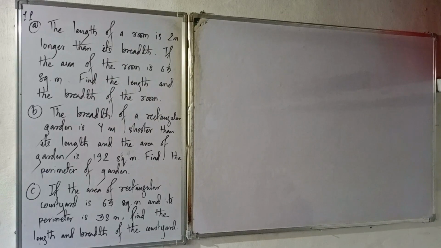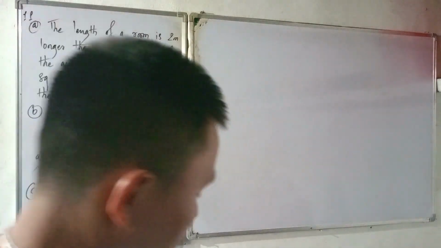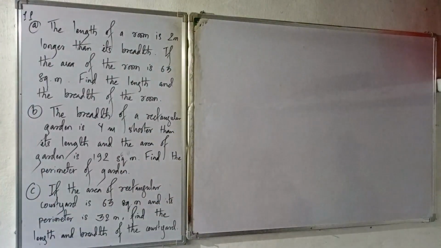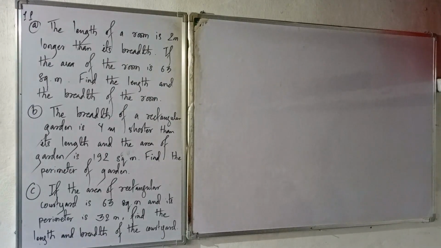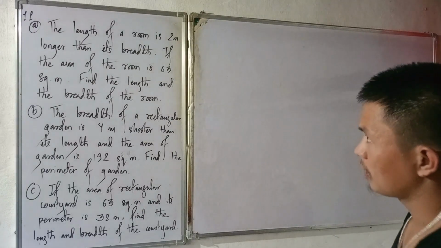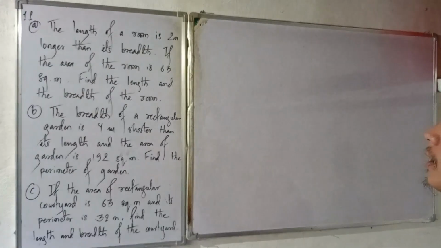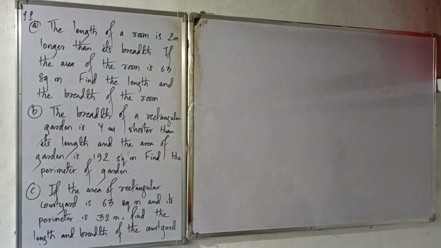So today we'll be continuing the same exercise of the quadratic equations word problems, exercise 8.4. Now today, page number 185. Yesterday we finished up to number 10. Okay, now today we are going to start number 11.